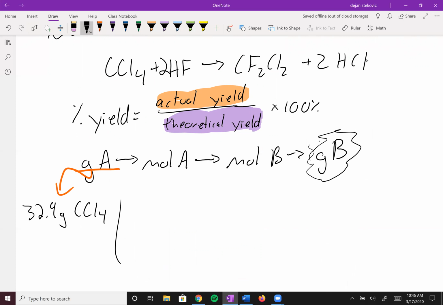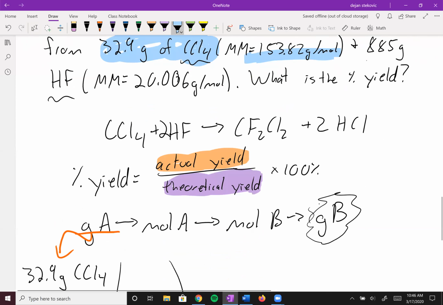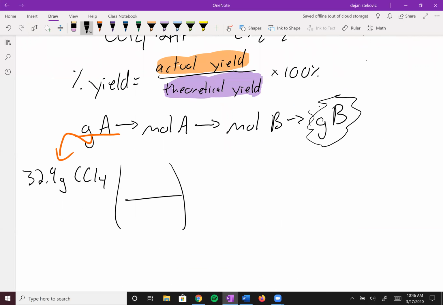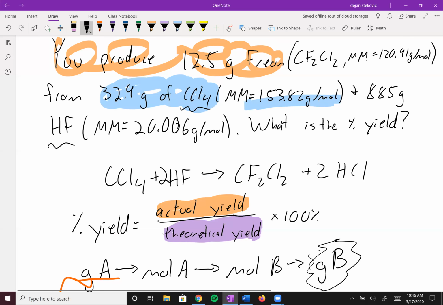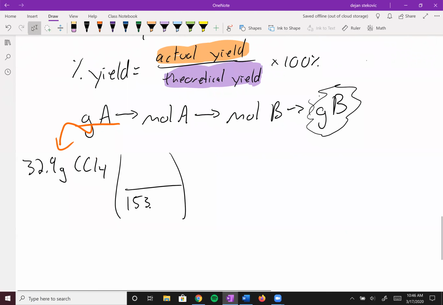So next we have to go to moles of A. How do we go from grams to moles? Well, we use the molar mass, which in this case was given to us, right? 153.82 grams per mole. So we write that, 153.82 grams per mole. You just have to be careful. Make sure the molar mass you're using is indeed talking about what you're talking about. So this is indeed the molar mass of CCl4. So grams cancels out with grams. So we're good there. Now we've got moles of CCl4.